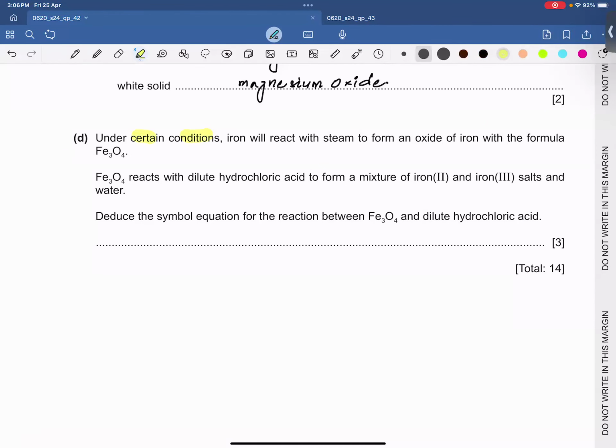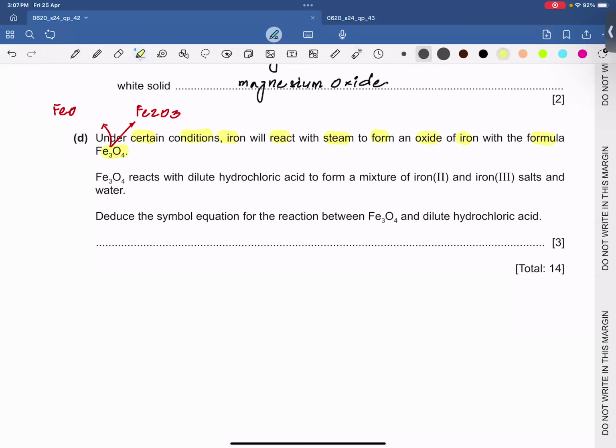Under certain conditions, iron will react with steam to form an oxide of iron with the formula Fe3O4. I have told you before, but I'll tell you again today. This Fe3O4 is basically a mixture of two oxides. The first one is iron 2 oxide. The second one is iron 3 oxide. So this compound is a mixture of these two oxides of iron.